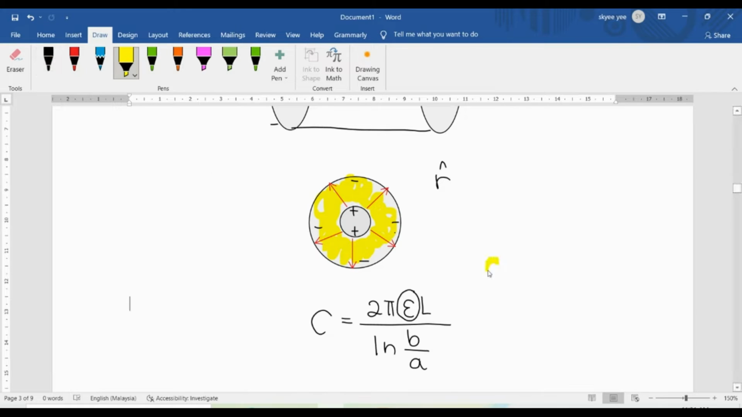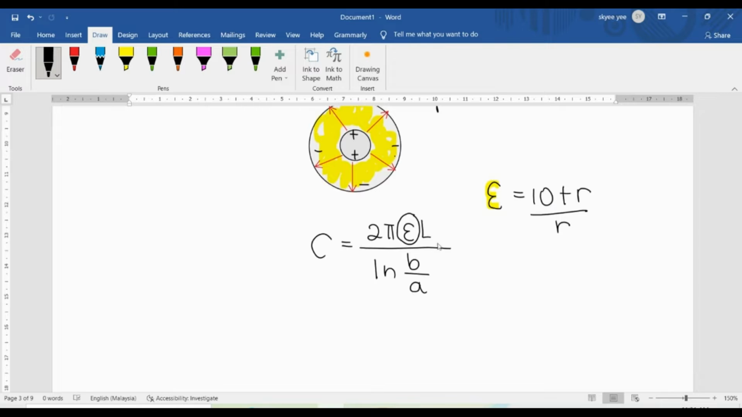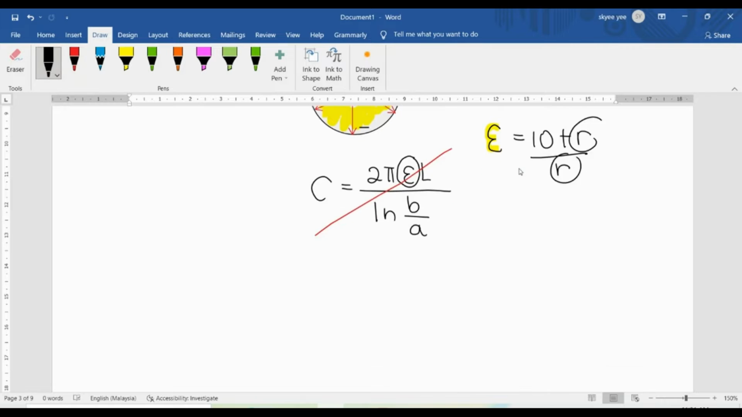The question says that in this case my epsilon is equal to 10 plus R over R, same like the previous case. If you put this into here, you can replace the value of B, A, and L. But how about the R? You cannot replace anything. This doesn't mean that C will change along the radius; the capacitance should be a single value. So, same like the previous questions, we cannot use this directly. We have to rederive again.